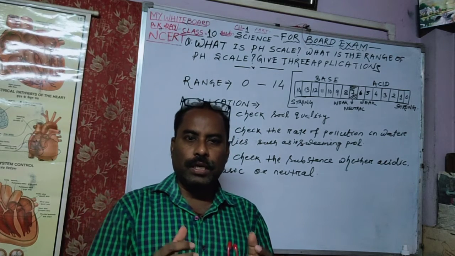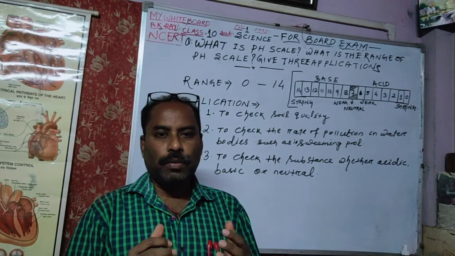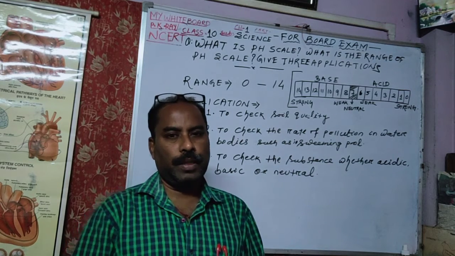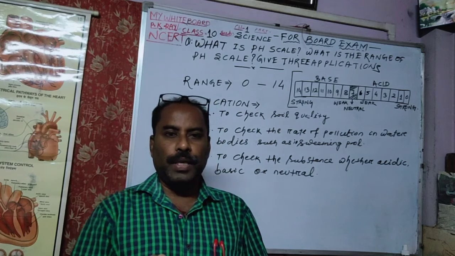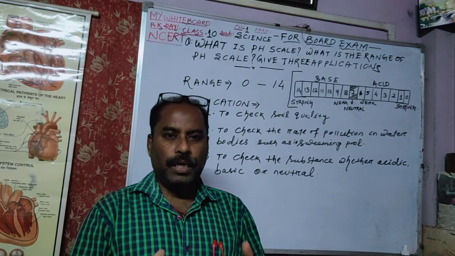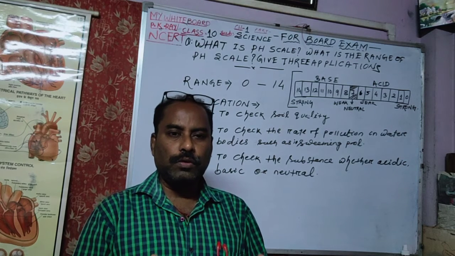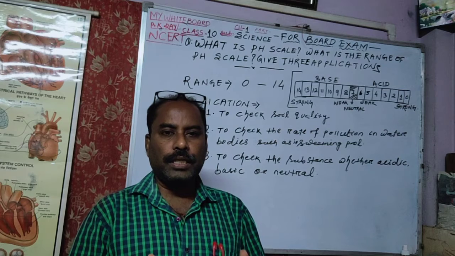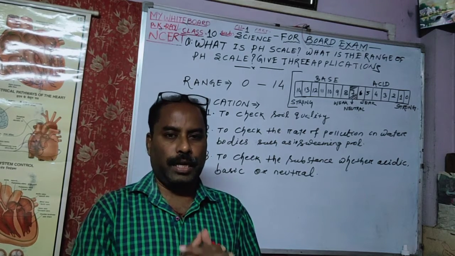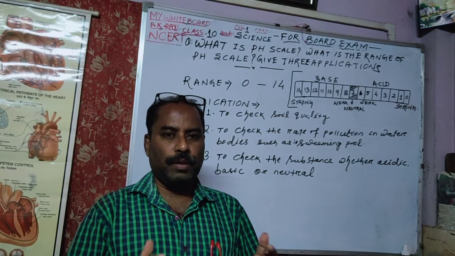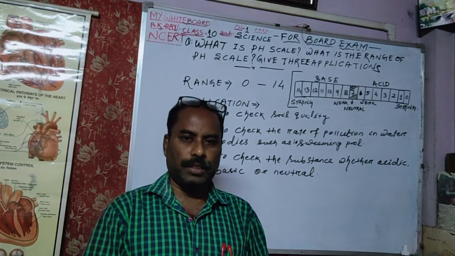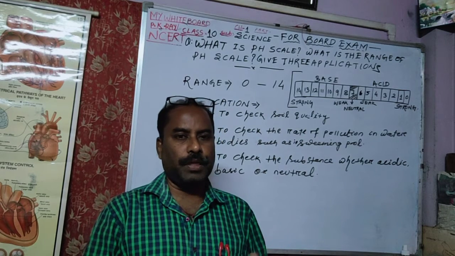So to know this concentration or the amount of hydrogen ion in the substance, we use one device. The device is known as the pH scale. So simply we can say the device or the scale which is used to measure the concentration of hydrogen ion in a substance is known as the pH scale. It is a simple device to know the amount of hydrogen ion or pH of the substance. This is enough for what is pH scale.